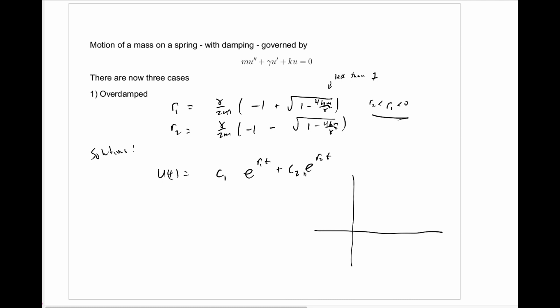These exponential functions both go to 0 very quickly. The e to the r2t goes to 0 more quickly, so in the long-term behavior both are tending to 0, and the e to the r1t dies out a little more slowly. Depending on the initial condition, you can possibly have some initial bump behavior, but basically it just dies out pretty quickly.